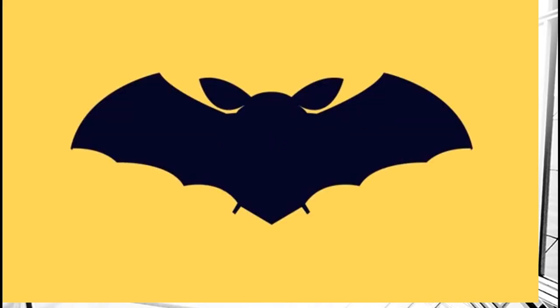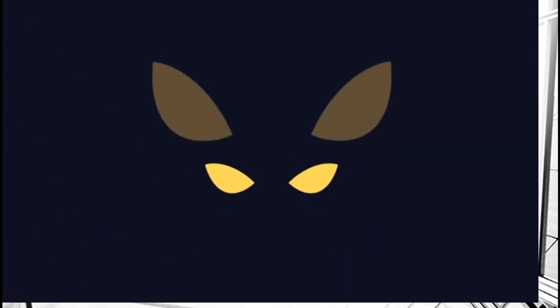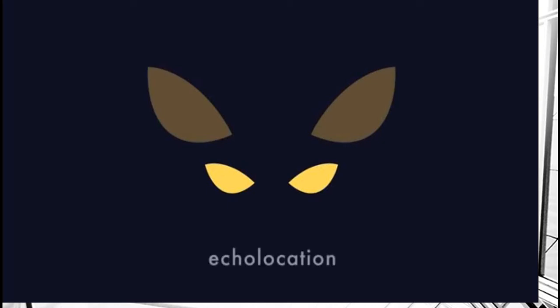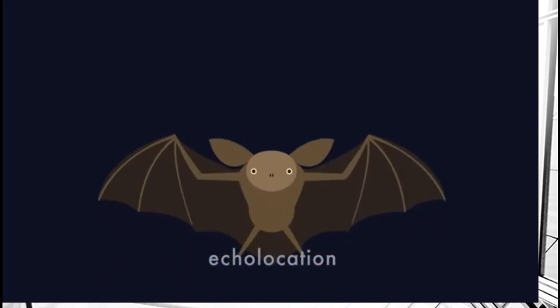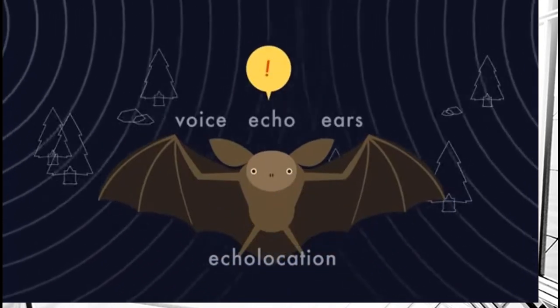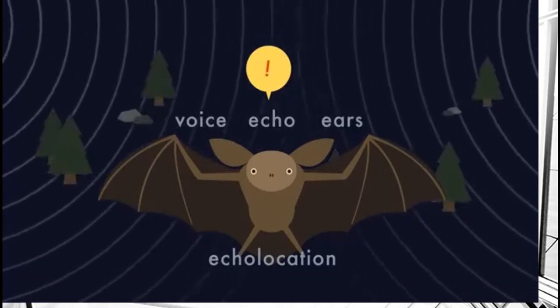Have you ever heard someone say they're blind as a bat? Well, that expression is a bit misguided. During the day, some kinds of bats can see almost as well as humans, but when the sun goes down, nocturnal bats rely on their ears more than their eyes to navigate. This special navigation process is called echolocation. In echolocation, bats use a combination of their voice, ears, and echoes to create a perceptual map that allows them to see in the dark.